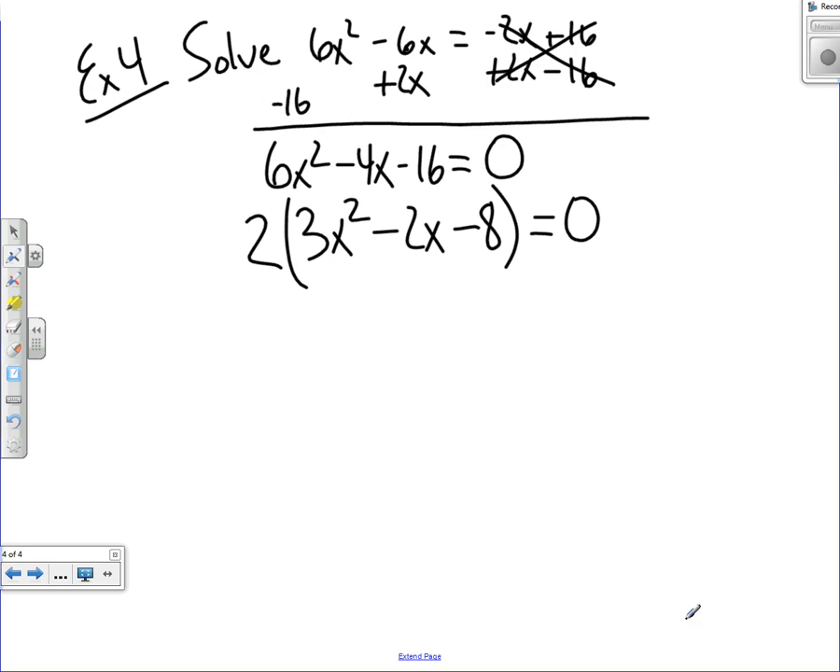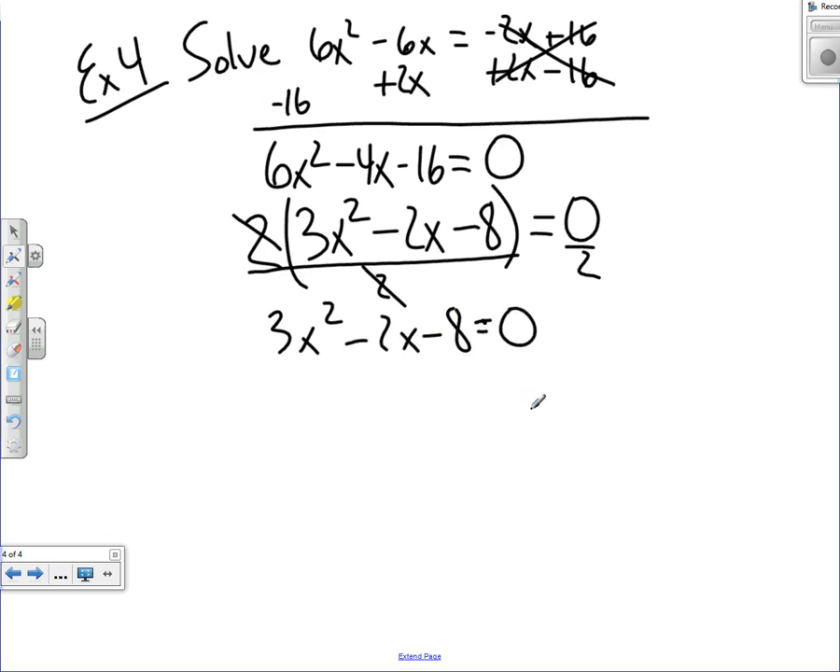Now, since we just have a number outside of our parentheses, we can really divide both sides by 2 and get rid of that 2 that's outside the parentheses, because it's just going to be a distraction, I think. So let's just divide both sides by 2. Get it the heck out of there. It doesn't need to stick around. It's just taking up space. It's useless. And let's just focus on what really matters here. And that's factoring this expression 3x squared minus 2x minus 8.